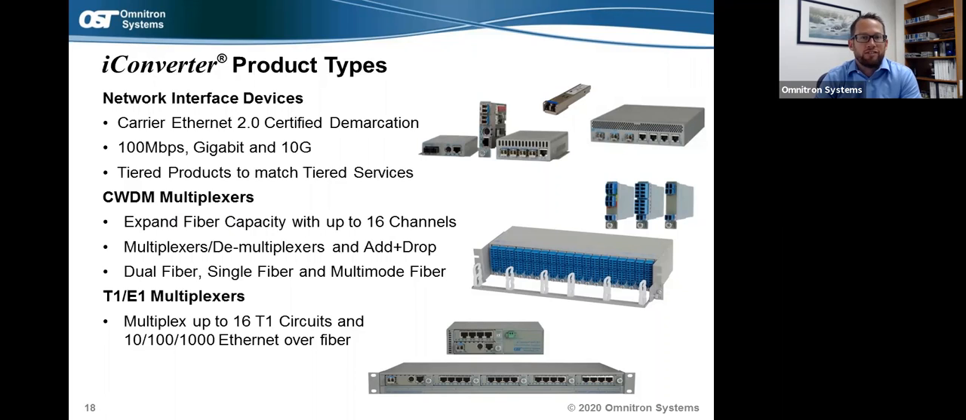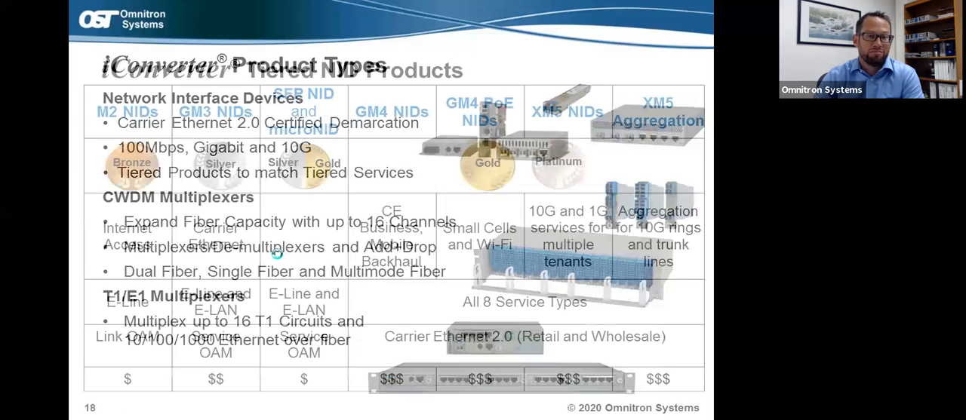So instead of just sending one channel of data over that fiber, you can send up to 16 different channels over that same fiber with CWDM technology. So Omnitron has a nice variety of multiplexers, demultiplexers, and also the add and drop optical multiplexers for dropping off wavelengths to customers along the way. These can also be used in both dual fiber, single fiber, or with multi-mode fiber as well. Omnitron also has T1 and E1 multiplexers too. So if you are still offering any T1 services to your customer and need to save on fiber by multiplexing, we have a nice flexible offering there for T1 muxes as well.